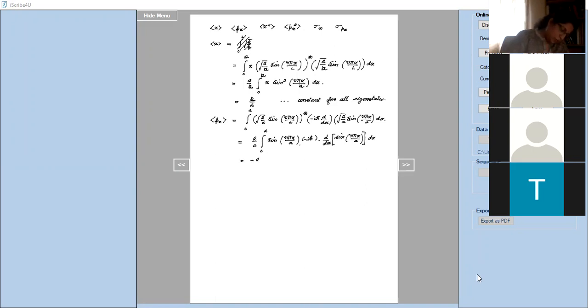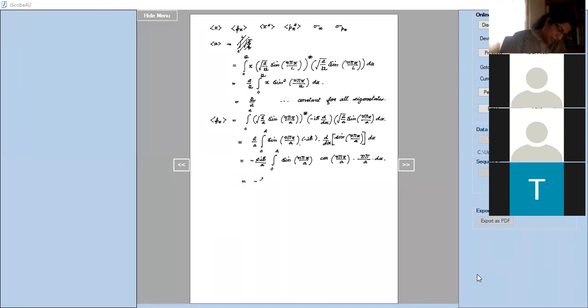We have minus 2 i h cross by a. And then you will have over here 0 to a, you'll have a sine n pi x by a. And then sine, if I take a d by dx, I will get a cos, right? So I will get cos of n pi x by a. And then, of course, I'll have to multiply it by n pi by a. Am I right, guys? Is this correct? Yes, ma'am. Okay, thank you.